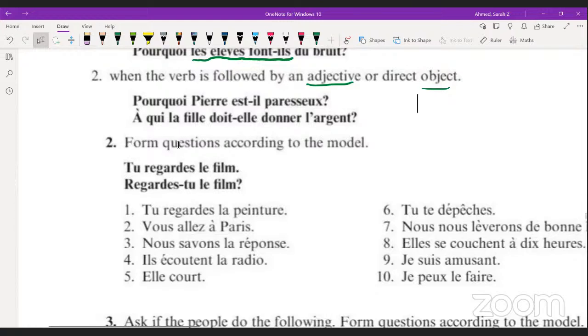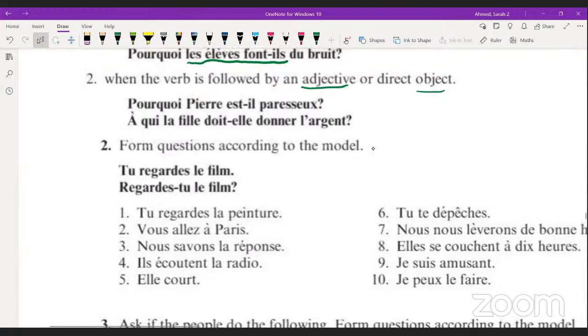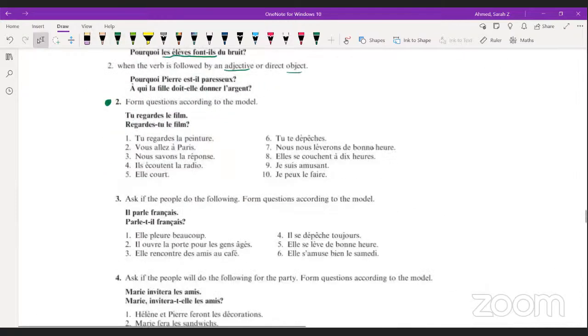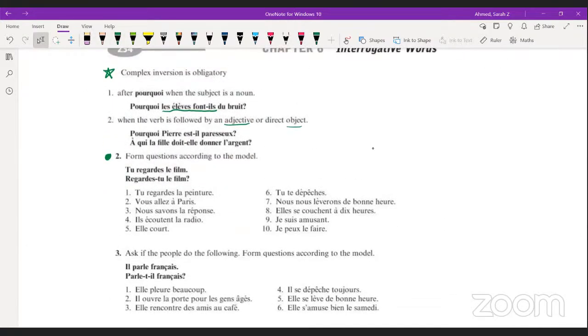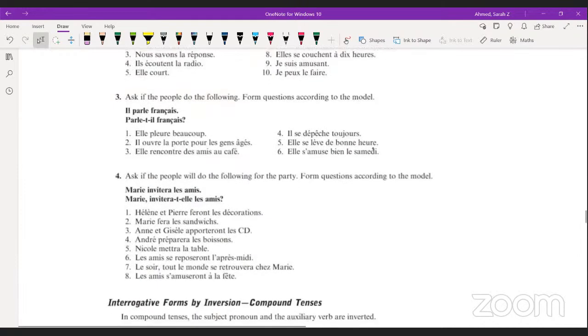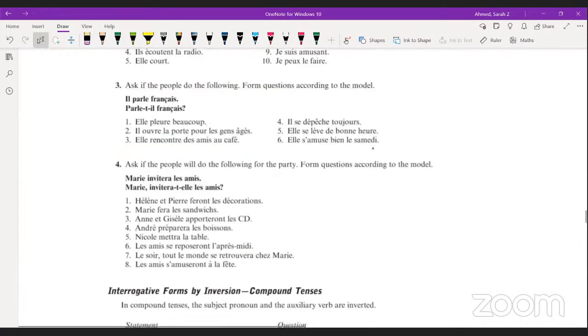Okay, number 2, form questions according to the model. Okay, and what do we have to do? Wait, what page are we on? Let me just double check. 234. Okay, wait one second. I'm just looking at one thing.